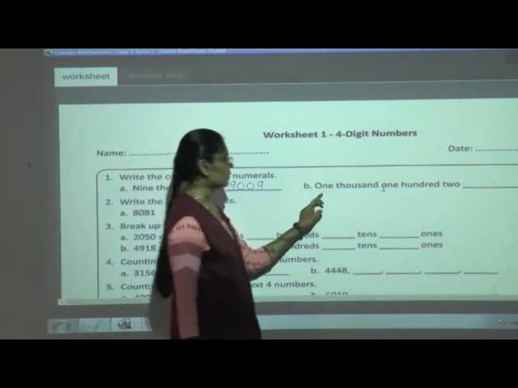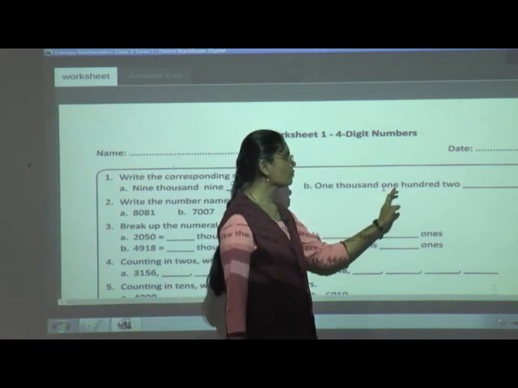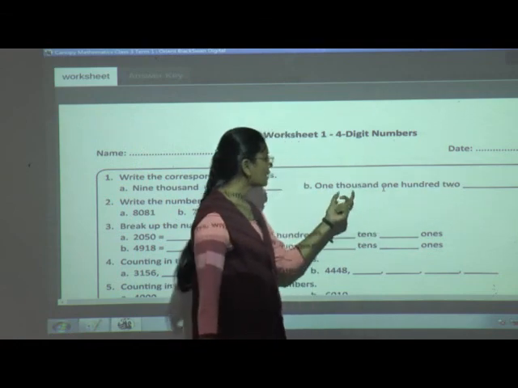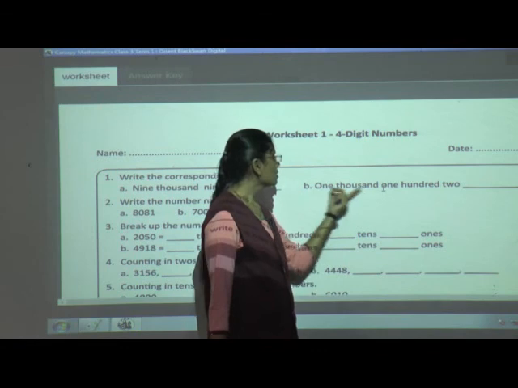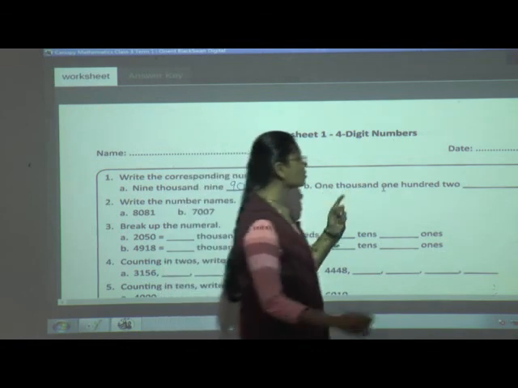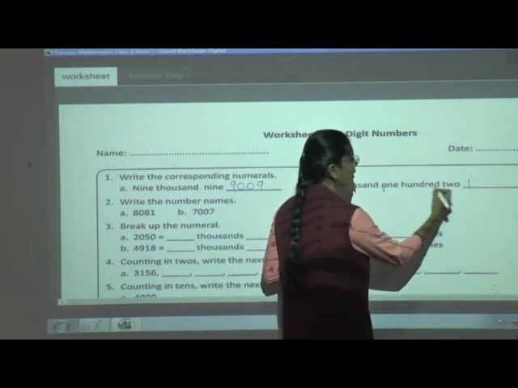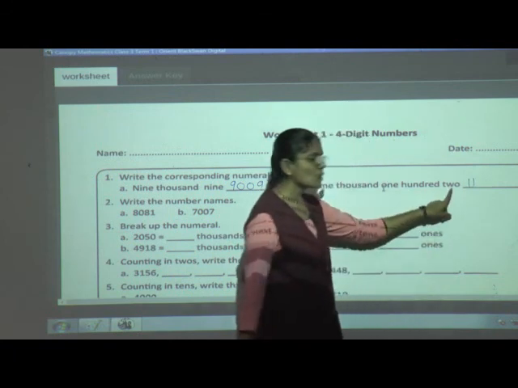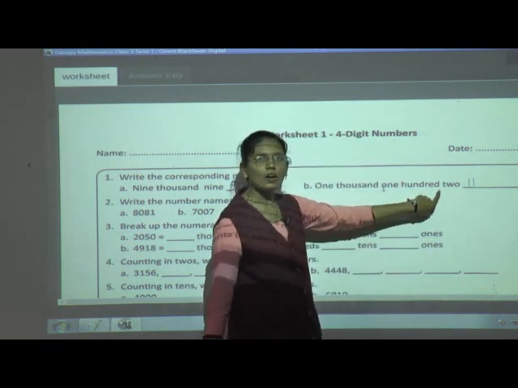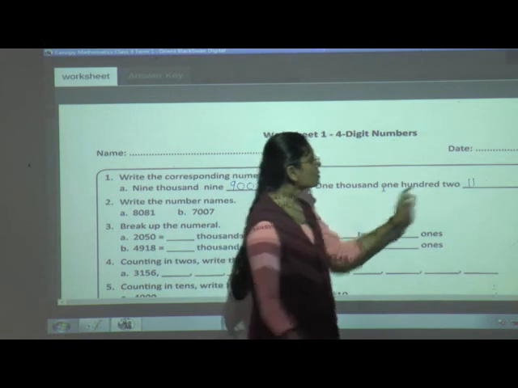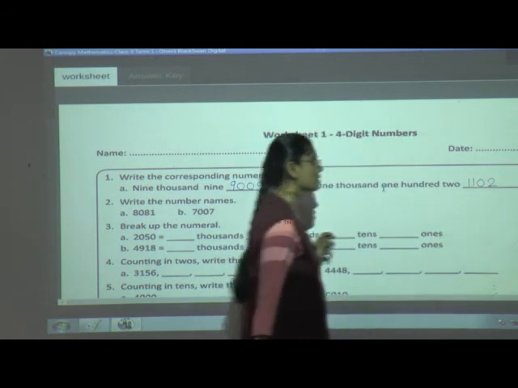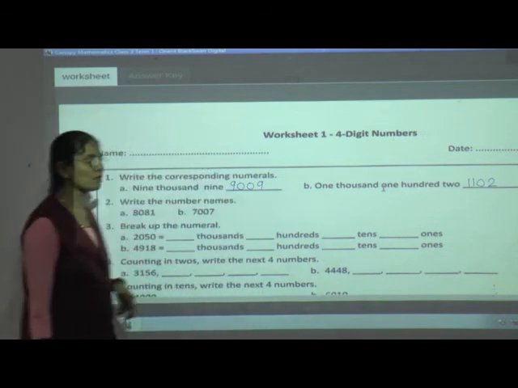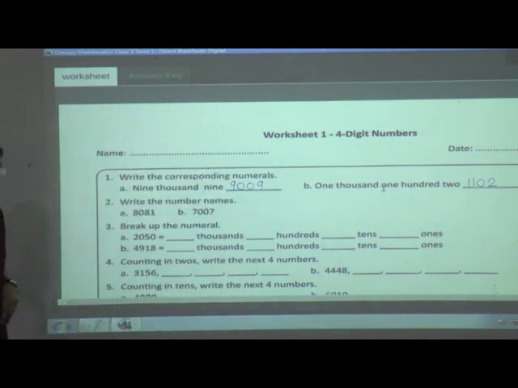Now see this, B1, one thousand one hundred two. Again this is a 4-digit number. Why? Because 1000 is there. Yes. So we will write the number 1102. But they have not given the tens place here. So we will put 0 at tens place and 2. So this is our answer, 1102. Now move to the second question.